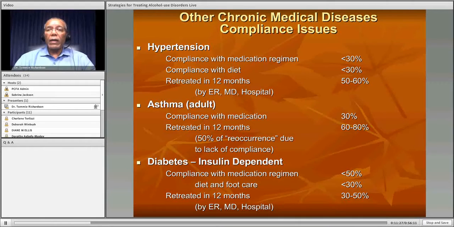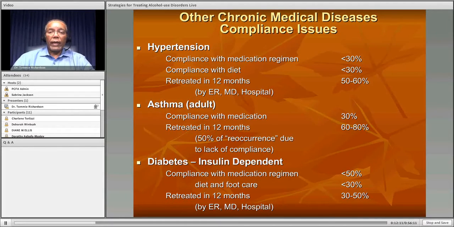If you look at other chronic medical diseases and the compliance issues, if we take hypertension, for instance, the compliance with medication regimen in hypertension is less than 30%. The compliance with diet is less than 30%. Retreated in 12 months by either the ER, primary care physician, or admission to the hospital is about 50 to 60%. If we look at asthma in adults, the compliance with medication is only about 30%. Retreated in 12 months is about 60 to 80%. 50% of recurrence is due to lack of compliance.